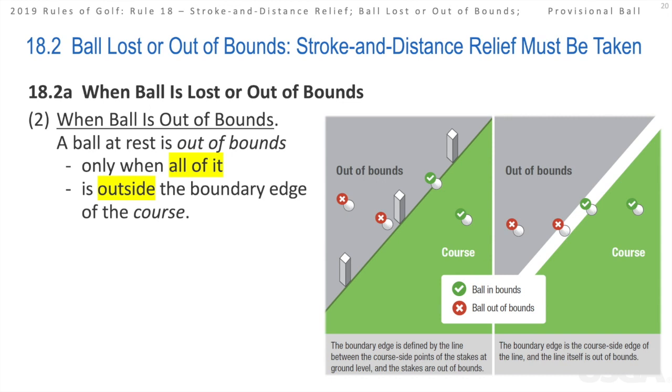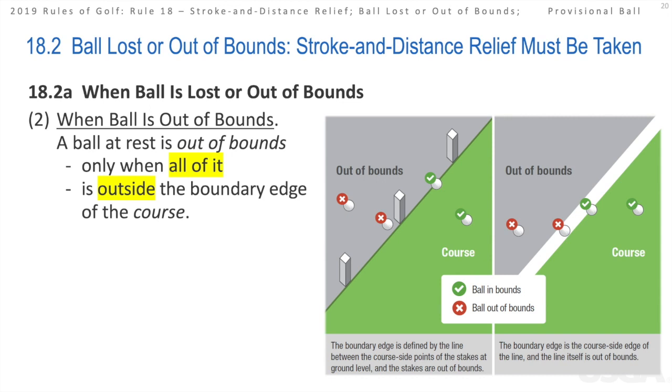So let's look at when a ball is out of bounds. A ball at rest is out of bounds only when all of it is outside the boundary edge of the course. In these two examples, in the picture on the left, out of bounds is defined by stakes. The one on the right, out of bounds is defined by a line. With stakes, it's that inside edge, that really dark green line, that defines out of bounds. So you can see the entire golf ball has to be out of bounds for it to be considered lost.